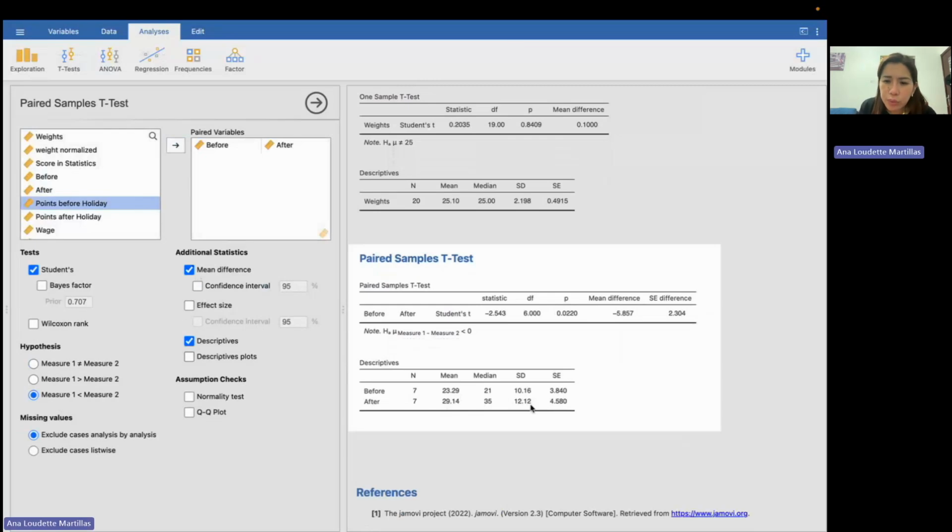Since the p-value, which is 0.022, is less than 0.05, therefore, we need to reject the null hypothesis. It is safe to conclude that there is a significant difference between before and after ratings.